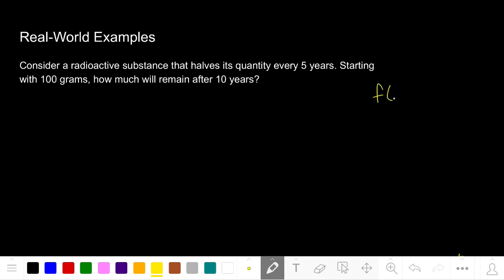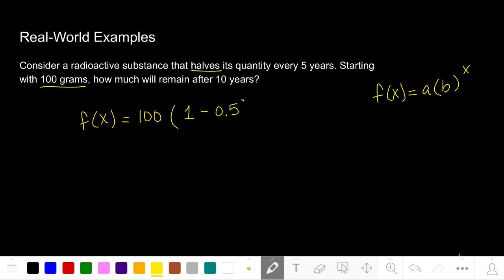So we start with our base formula, f(x) equals a times b to the power of x. And we start with our starting value. f(x) is equal to, well, we start with 100 grams. As for the rate, it tells us that the substance halves its quantity. Well, as a rate, that would be 100% minus, well, half of 100% is 50%. We are subtracting 50% of the population every period of time. But that period of time is in years.